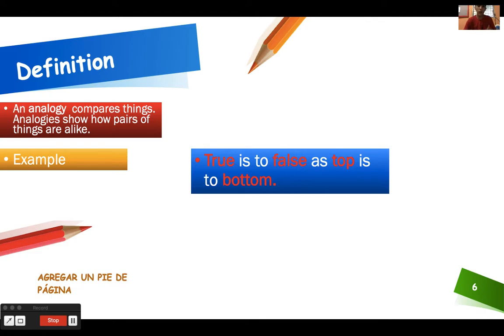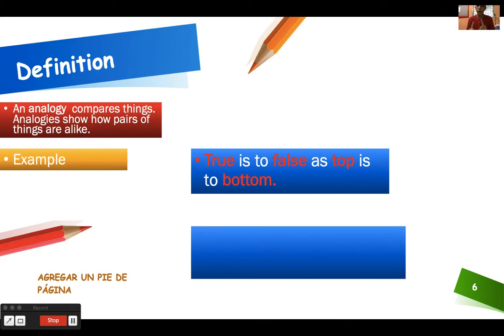Which words are we comparing? We are comparing the word true, that means in Spanish verdad, and false, that means in Spanish falso. So in this case, true is to false, as top, that means in Spanish arriba, and bottom, that means abajo, right? True is to false, as top is to bottom. That is an analogy. We are comparing two pairs of words, okay? True and false, and top and bottom.